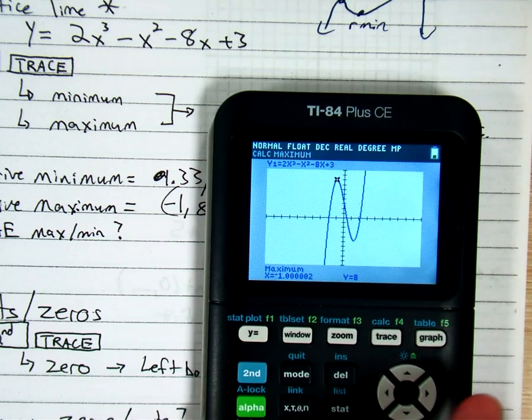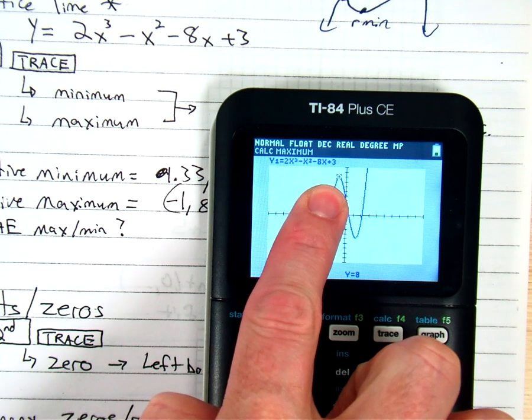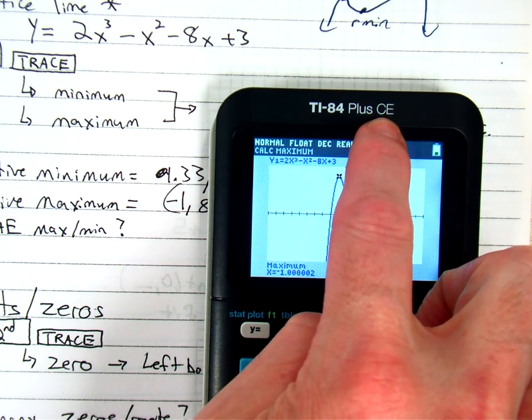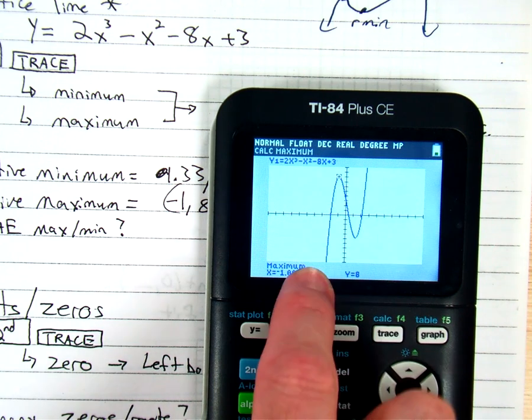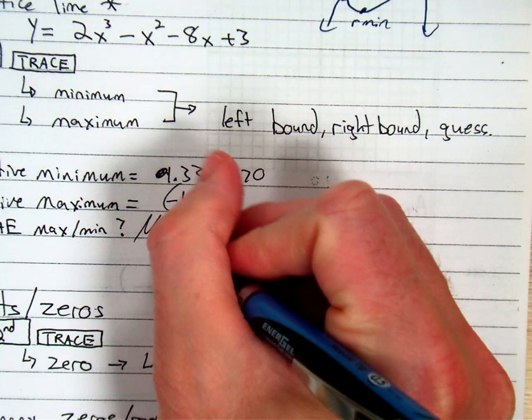Alright, do we have an overall maximum or minimum on this? There's our max, but this side goes up forever. There's our minimum, but this side goes down forever. So we won't have an overall max or min on this one.